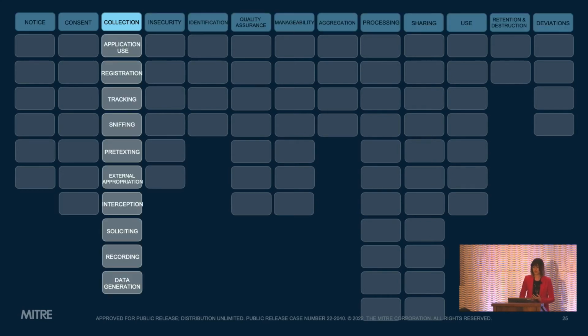So here are some examples of threat actions from the collection activity. These describe different potentially threatening actions that an entity can take in relation to data collection. So for example, data collection can occur via tracking or by externally appropriating data collected for another purpose, or intercepting it, like in the Lenovo Superfish attack.